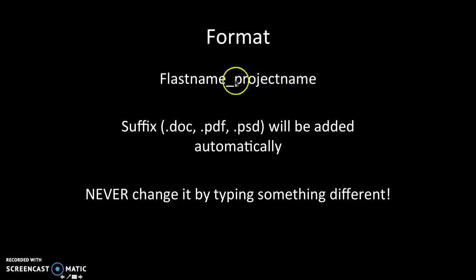So for example, in 9th grade, you did an Islamic tile project. So the project name would be Islamic tile or Islamic mosque. After that project name, there is a suffix, something like a .doc if it's a Word file, a PDF, a PSD. Those are added automatically to the file when you create it.